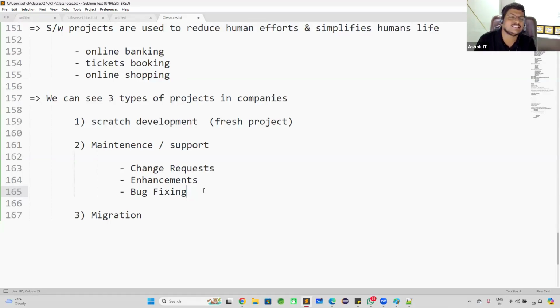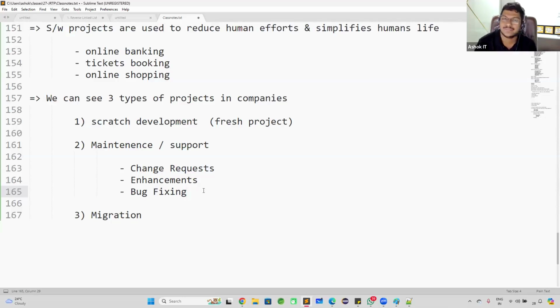SBI net banking application is available. Do you think that? Can you guess how many people will be working on the SBI project till today? The project has been available for so many years. We are using SBI net banking. We are doing transactions.